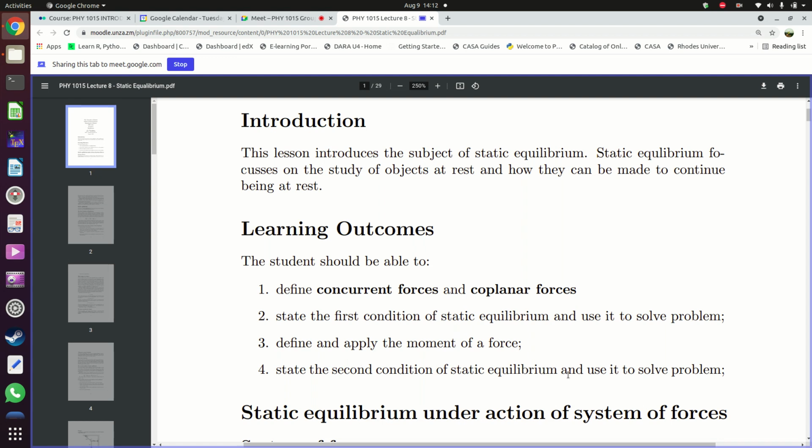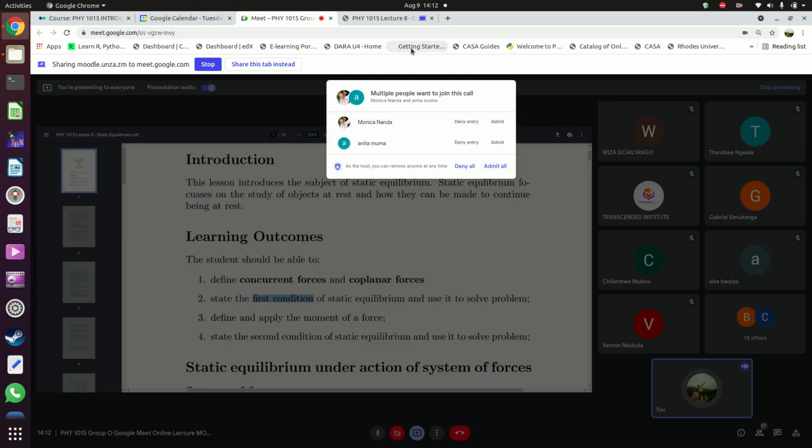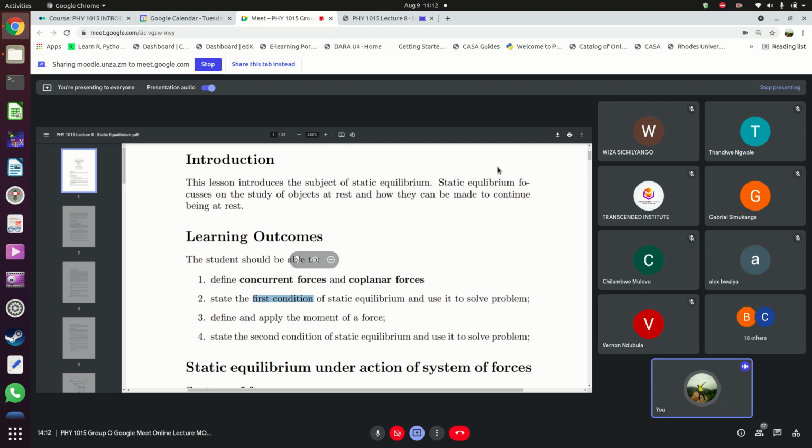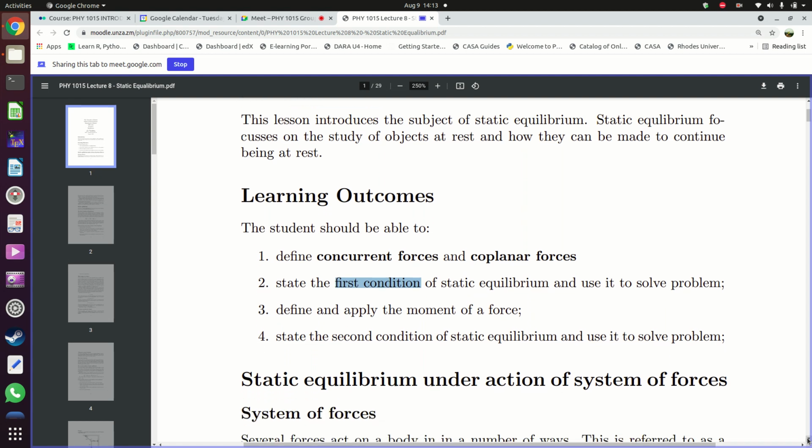Now, for you to have equilibrium of any sort, there are certain conditions which need to be met. One of them is what is referred to as the first condition of static equilibrium. The other one is what is referred to as the second condition of static equilibrium. The first condition of equilibrium is that the net force which is acting on this particular object has to be equal to 0.